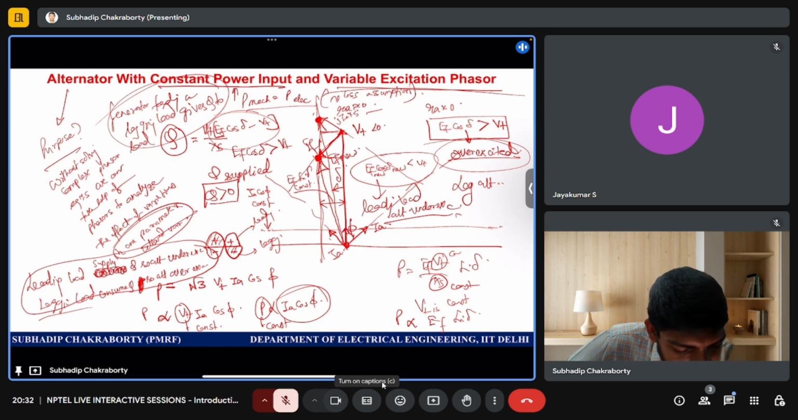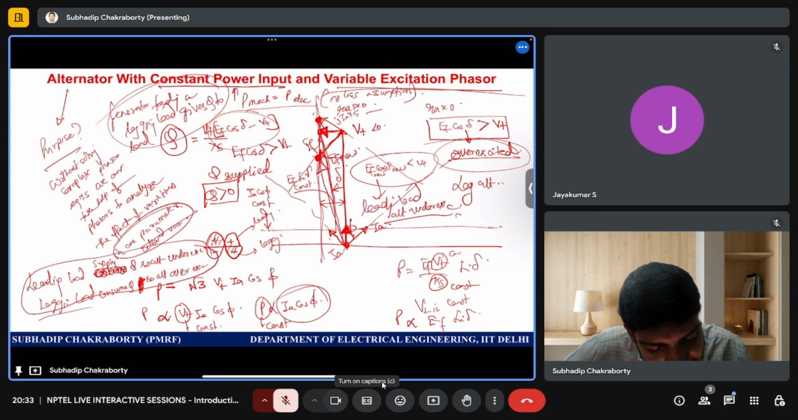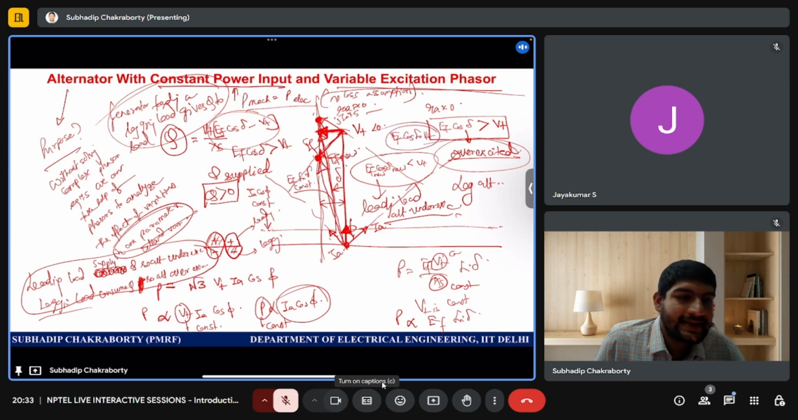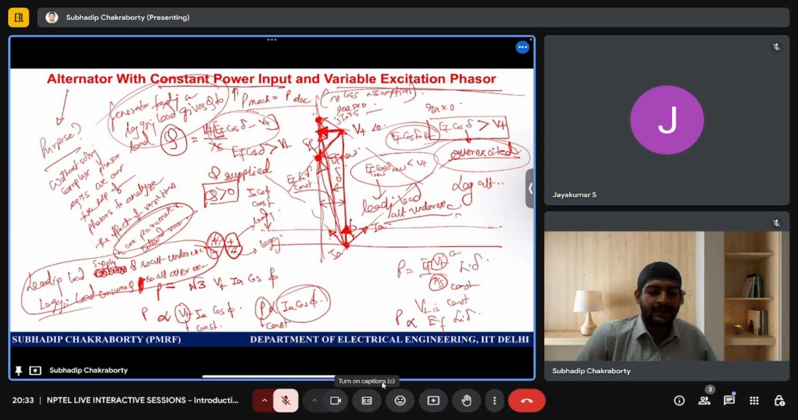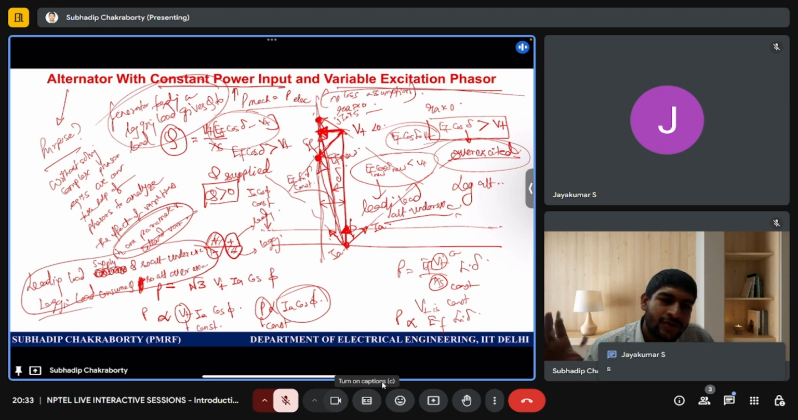See, for a unity power factor load, if IA is like this, in phase with VT, then you are completely operating at this point. You see, EF cos delta equals VT. No extra excitation is required for UPF. Neither under nor over. Whatever is given is sufficient. Understood, right? So giving more excitation means taking the generator towards leading operation.